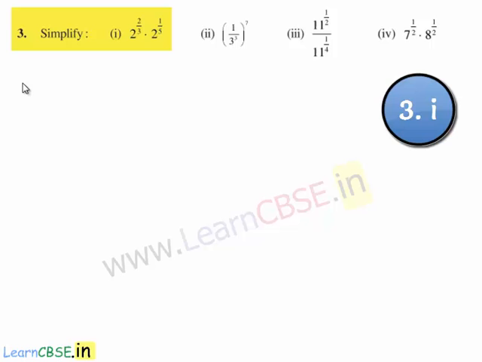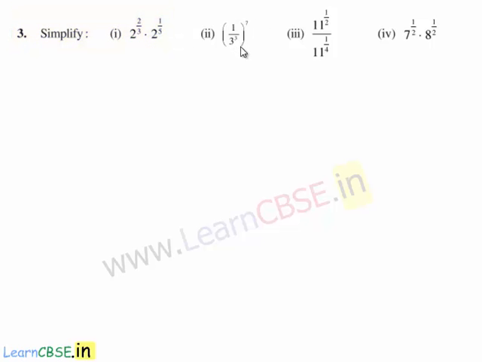Now let us move on to the third question of the exercise. The question is, simplify 2 raised to the power of 2 by 3 times 2 raised to the power of 1 by 5, 1 by 3 cubed whole raised to the power of 7, 11 raised to the power of 1 by 2 divided by 11 raised to the power of 1 by 4, 7 raised to the power of 1 by 2 times 8 raised to the power of 1 by 2. So now let us first take the first bit.